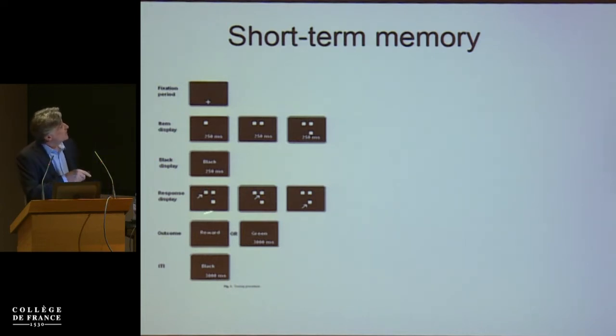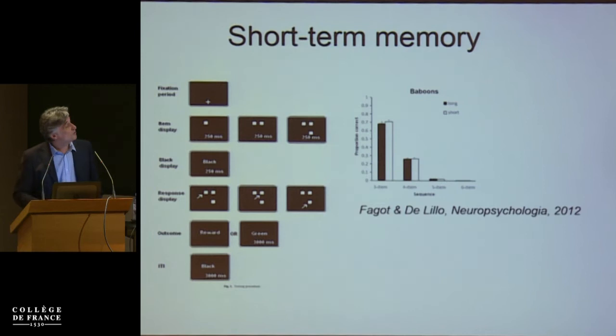And then if he does that correctly, he gets a reward, otherwise he gets a punishment. So we can do that. We did that on baboons. And when we do that on baboons, we can manipulate the length of a sequence. So we can make series of three items. We can make series of four items, five items, six items. And this is the performance of a baboon with its different length.